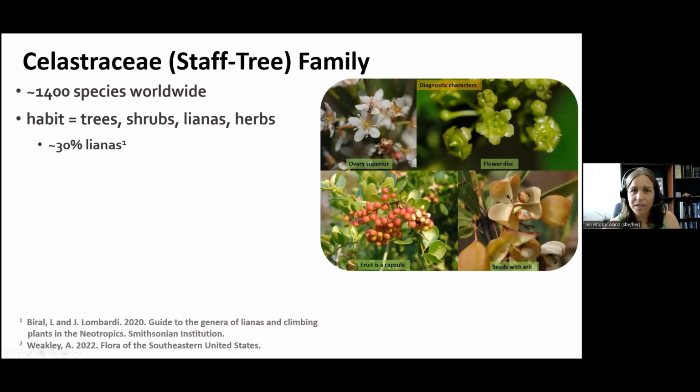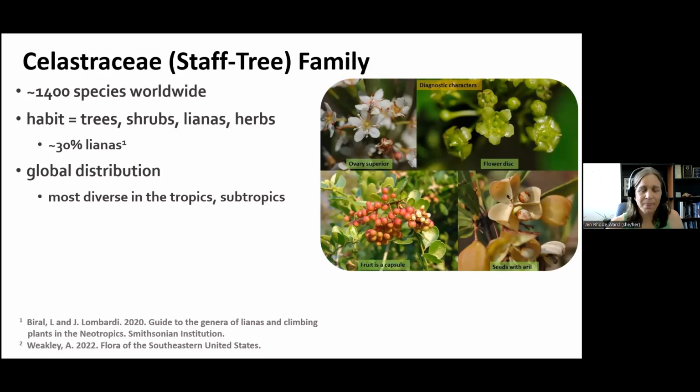So some characteristics of plants in the staff tree family include the ovary being up above the petals. The flowers are in a little disc. The fruit type is a capsule. And the seed has this aril around it, this little surrounding fleshy part that derives from the peduncle, the lower part of the flower. This is similar to what you see around nutmeg, if you're familiar with that one.